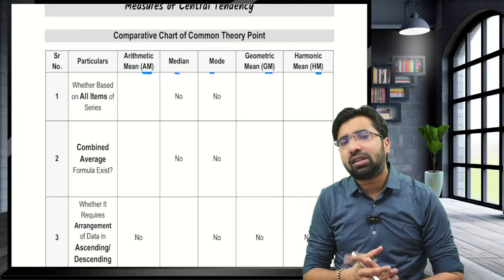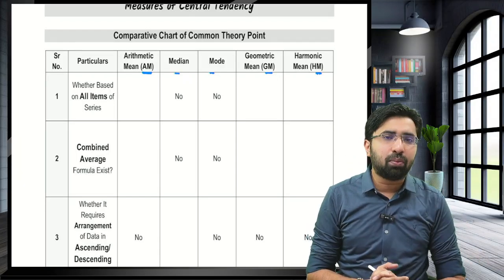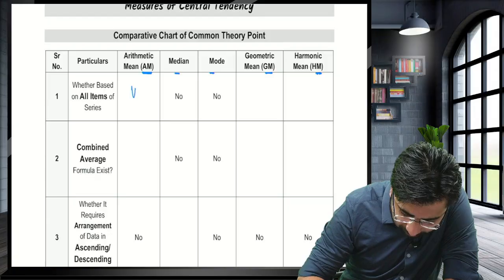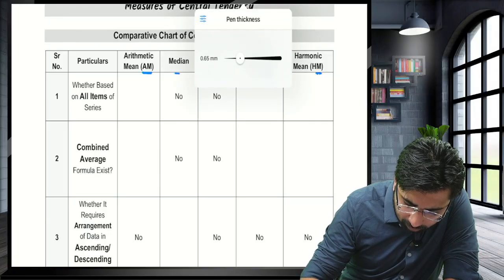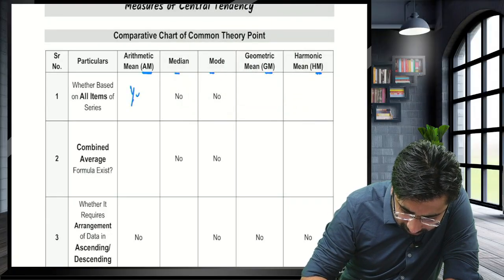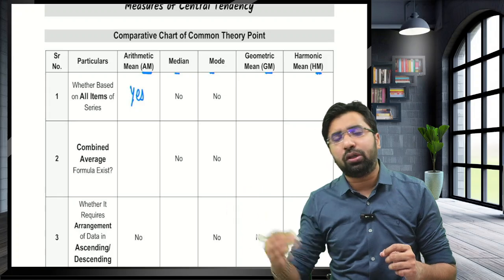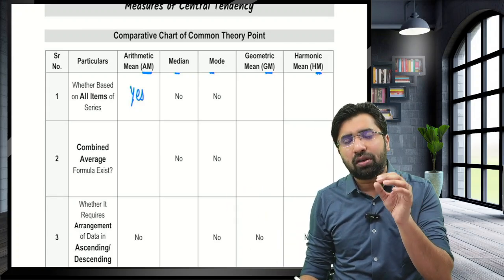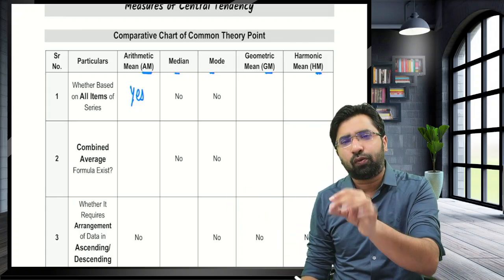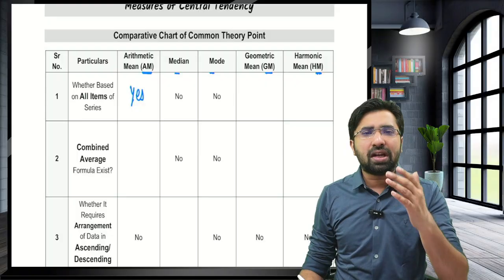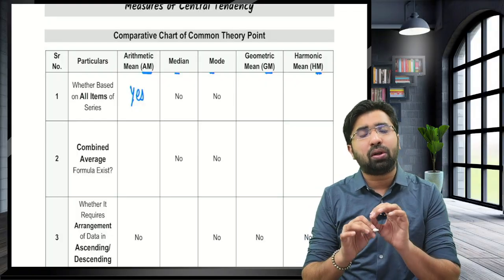Sir, whether the arithmetic mean formula is based on all the observations, the answer is yes. Why yes? Guys, you tell me the formula. What is the formula of the arithmetic mean? Sum of all the observations, x1 plus x2 plus x3 plus x4 plus x5 divided by 5. So, guys, can I say the arithmetic mean formula takes into consideration all the observations?